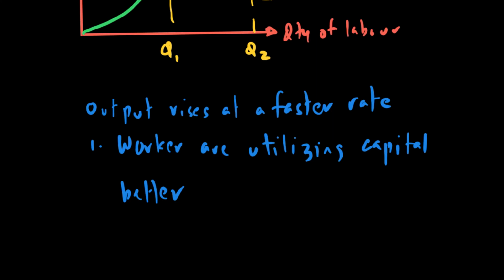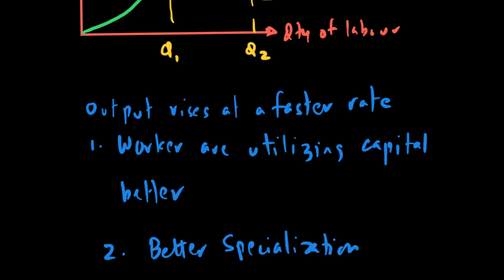Second thing that happens, which results in output to rise at a faster rate, can also happen because of what we call better specialization that takes place. People start to specialize in one thing or the other, and initial specialization results in improvements of output.